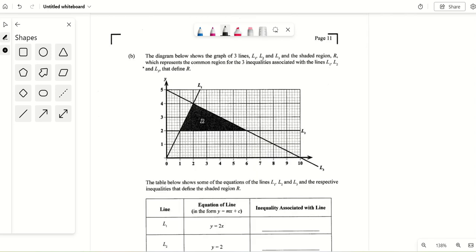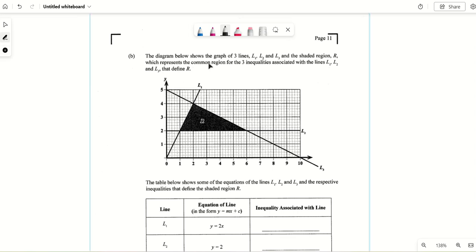So now we're going to do part B. All right, so now we're going into part B. They said the diagram below shows a graph of 3 lines. L1, which is this line coming down here. L2, which is this line coming across here. We've seen L2. And L3, which is this line coming down here. And the shaded region R, which represents the common region for the 3 inequalities associated with line 1, line 2, and line 3, and define R.